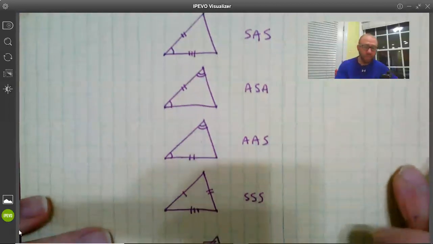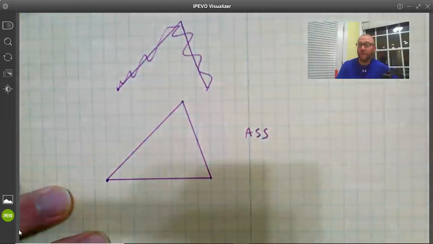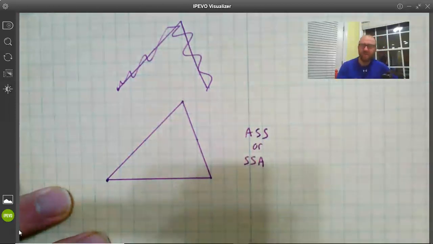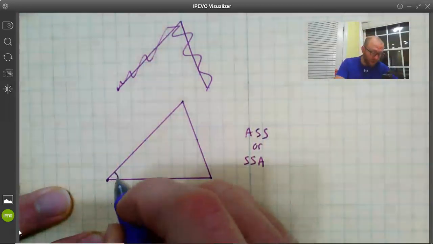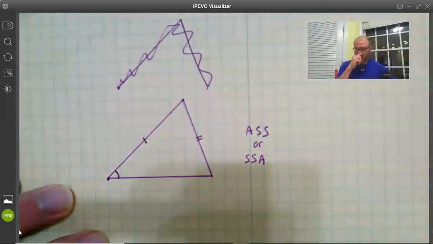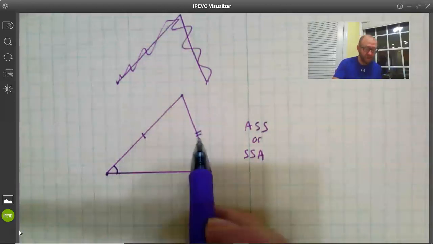Now, that brings us down to angle side side, which some books will call side side angle for some unknown reason. So here I would have an angle, and then I know this side and I know this side. And this is not enough information to describe the triangle completely. There is in fact more than one triangle that will have this angle and this side.